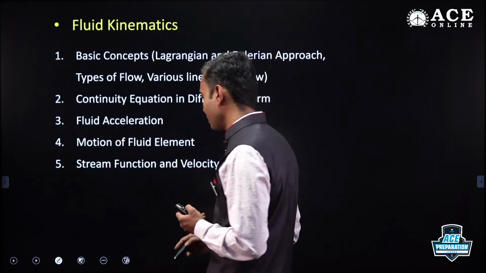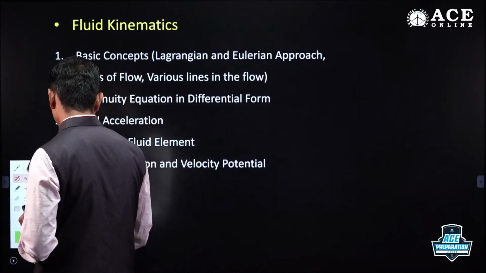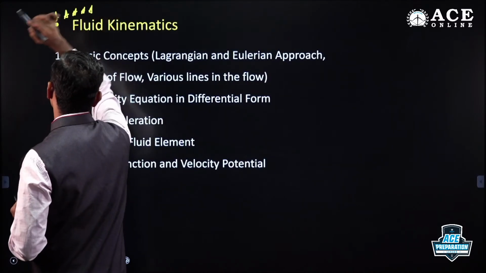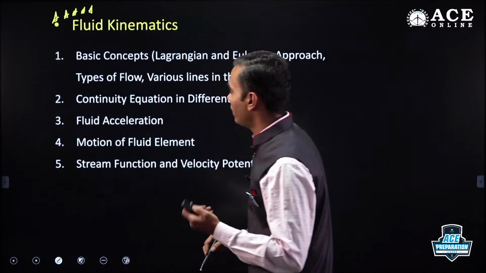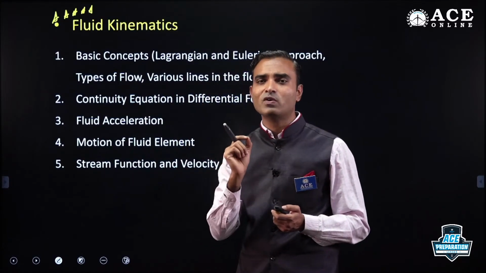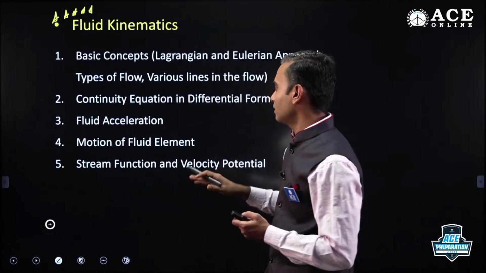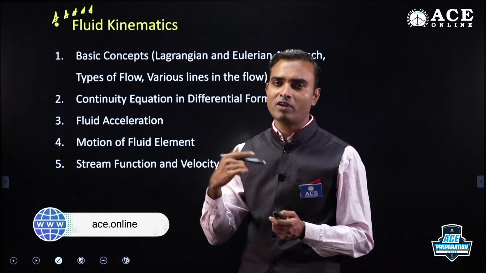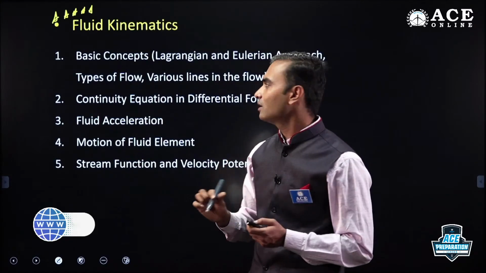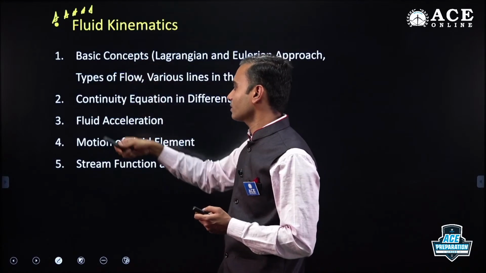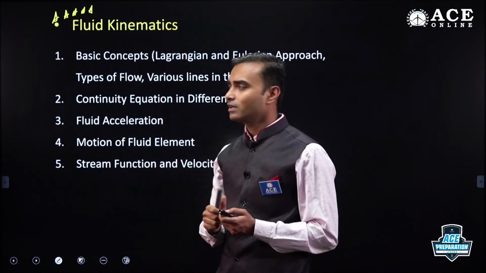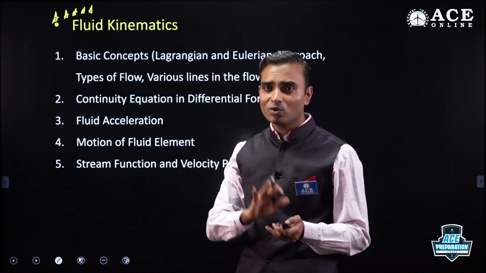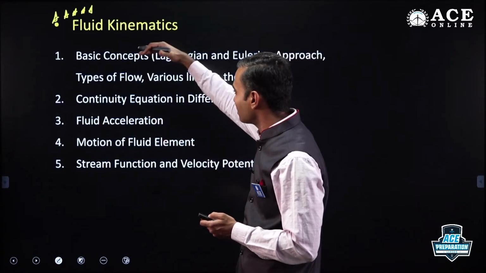The next chapter is kinematics. Many students find this kinematics chapter difficult because it is very mathematical. But the weightage is very high. Every year you will get at least one question from kinematics. There are very few chapters in the entire syllabus where every year you will get at least one question. Kinematics is one of those chapters. So you cannot afford to skip this chapter. Even though you are not good at mathematics, I recommend at least studying something from this chapter.